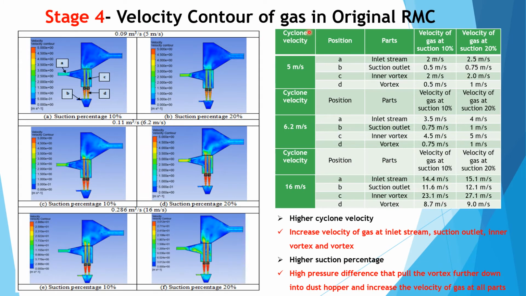This is the velocity control of gas in the original RMC. Position A represents inlet stream, position B represents suction outlet, position C represents inlet vortex, position D represents vortex. As can be observed from this table, higher cyclone velocity can increase the velocity of gas at all positions, and also higher suction percentage can create high pressure difference that pulls the vortex further down into the dust hopper and increases the velocity of gas at all positions.